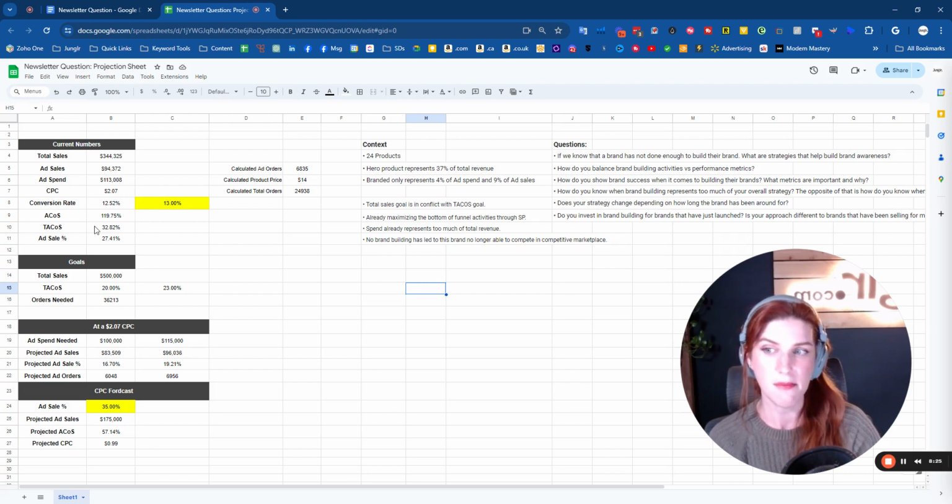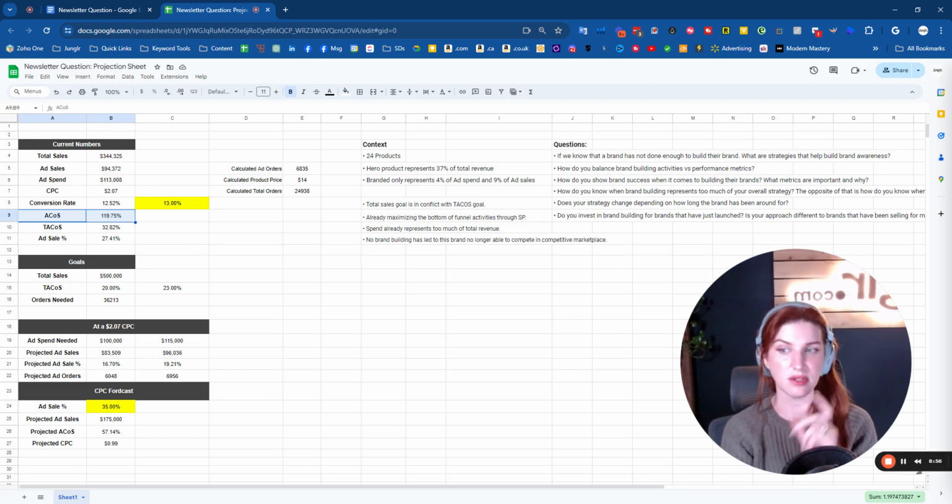And the reason why I'm saying that is because they're doing $344,000 with only 27%, with an ad spend of 113. So basically what I'm reading in it is there's a difficulty in translating this ad spend to good ad sales.